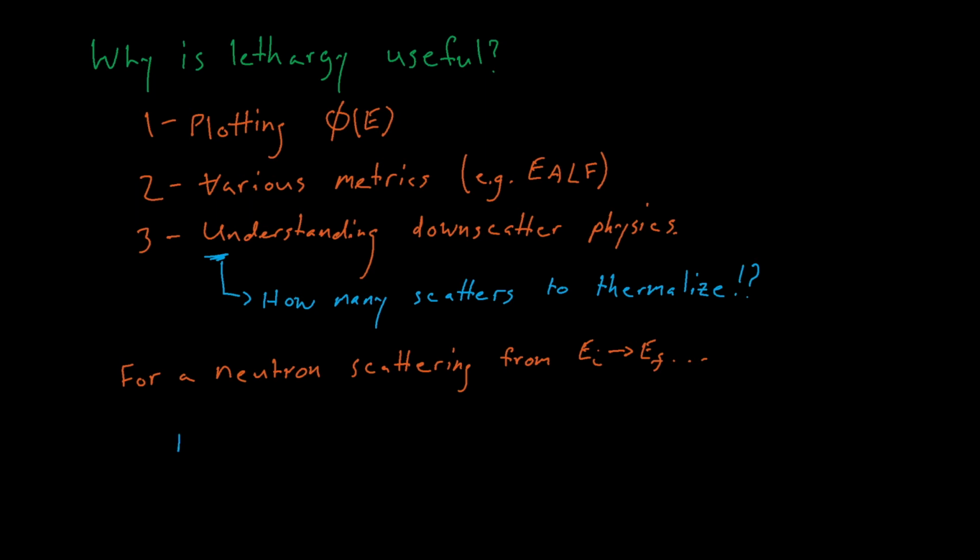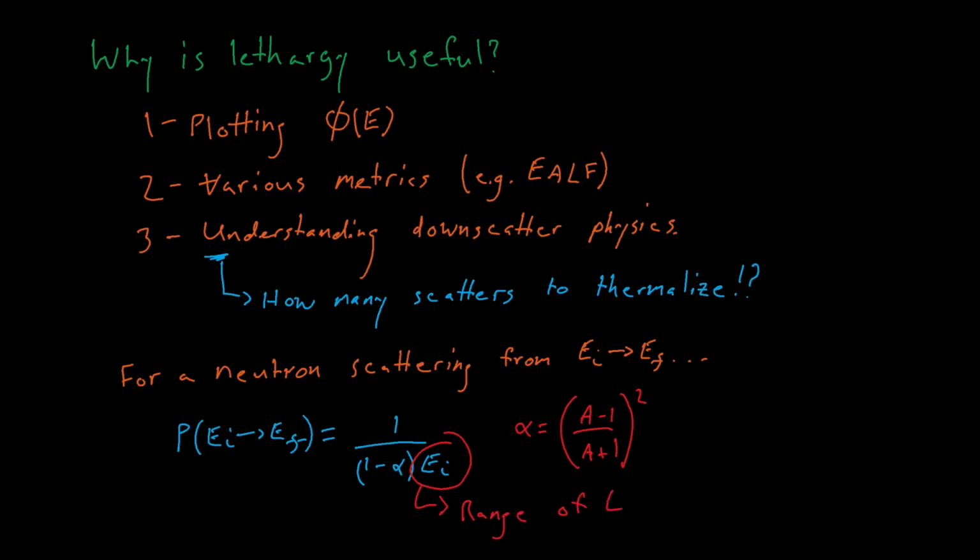The probability of that neutron scattering to the final energy EF is described by our old faithful scattering probability distribution, where alpha, again, is this ratio here. Notice that in this expression, the range of EF values, and thus the range of delta E values, where delta E is the average energy lost per collision, depends on the initial energy of the particle. This makes it mathematically difficult to determine exactly how many scatters are necessary, on average, for the particle to thermalize.